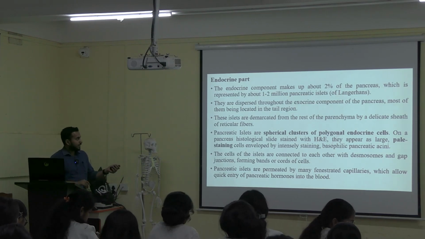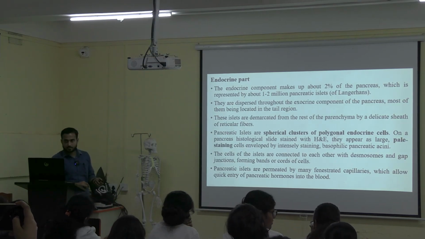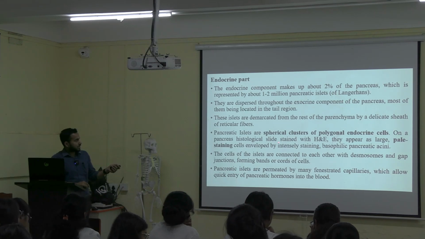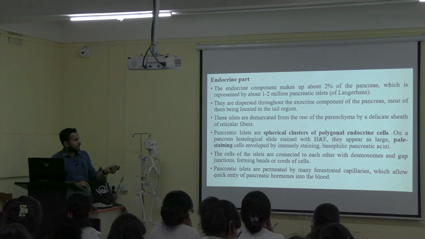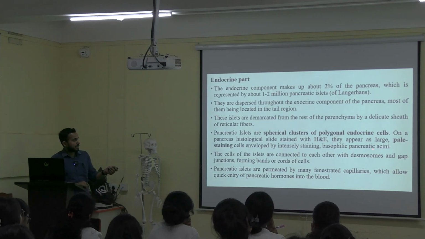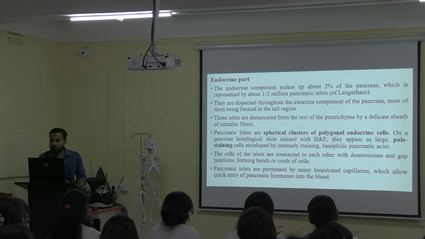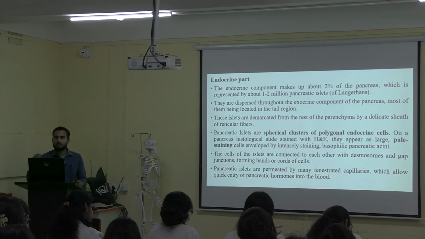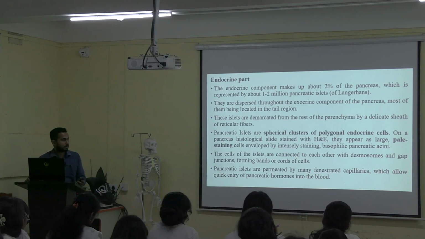Next, pancreatic islets are spherical clusters of polygonal endocrine cells. On a histological H&E slide, they are large pale staining cells enveloped by intensely staining basophilic pancreatic acini. Means around that, darkly staining basophilic acini will be there, and at the center you will be getting a pale staining area. Those pale staining areas are clusters of spherical polygonal cells. This is the arrangement, or you can say orientation, of the pancreatic islets.